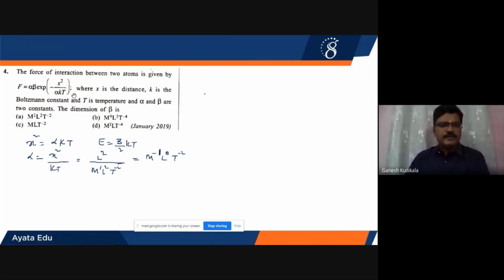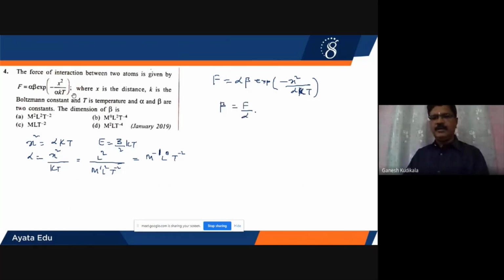Alpha. Now let us go for this one. In the given equation, F is equal to alpha into beta into exponential of minus x square by alpha kT. Since it is alpha kT, this is dimensionally free. Then F is equal to alpha into beta. I want only beta now. Beta will be equal to F by alpha. F is given as M1 L1 T power minus 2 divided by the alpha value we have found: M to the power of minus 1, L to the power of 0, T to the power of minus 2.